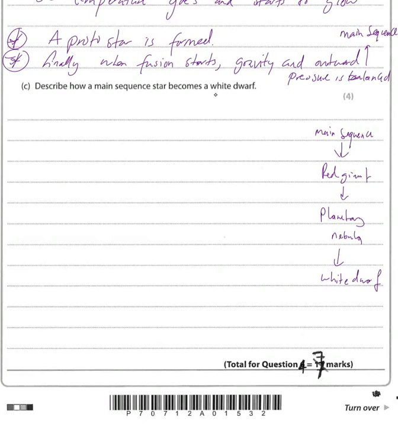Now we need to talk about these steps here. Now, first of all, how will it go from main sequence to red giant? So, for this to happen, hydrogen runs out. So that's what happened. Hydrogen runs out. Okay. So next, what's going to happen is the core of the star collapses.